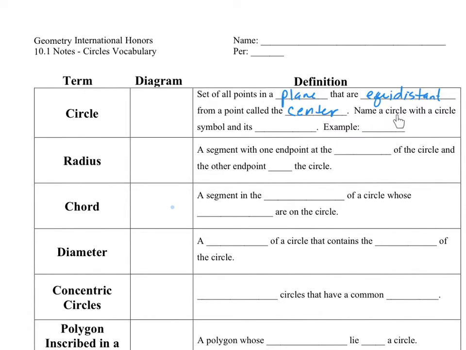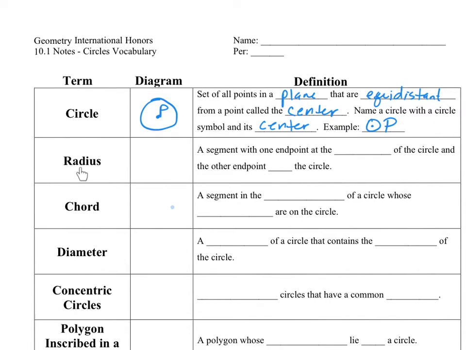Now, when we name a circle, you name it with a circle symbol and its center. So, for example, let's draw a picture of a circle. Draw a circle, give it a center, which is a point. Let's name that point P. If we were going to name this circle, we would use the circle symbol, just a circle with a center, and then the name of its center. So we would just call this circle P.